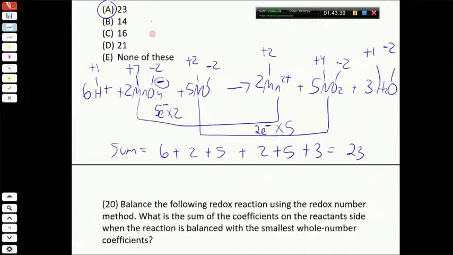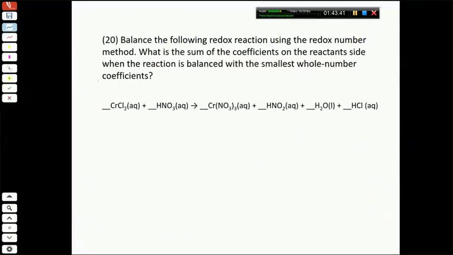All right, so the next one is pretty much identical, so if you think that makes sense, we can go through and do this. So we have, in this case, chromium chloride, nitric acid, making chromium nitrate, HNO2, water, and HCl. So a lot of different things here. So the first step, again, is to assign oxidation numbers.